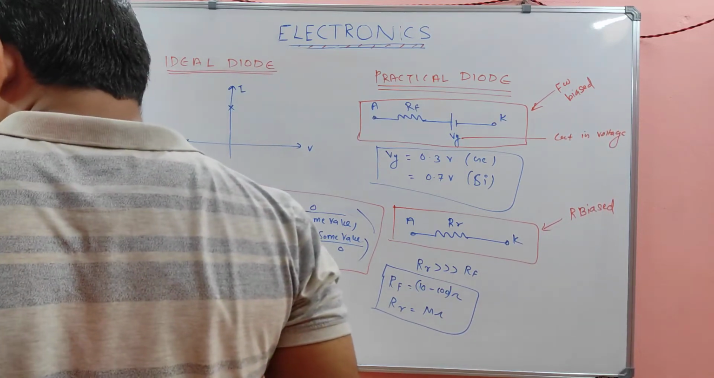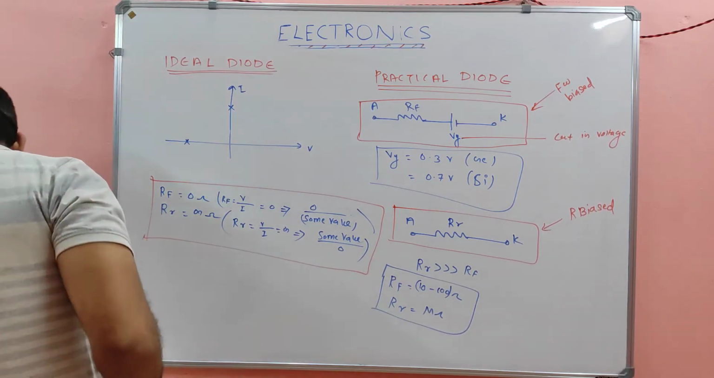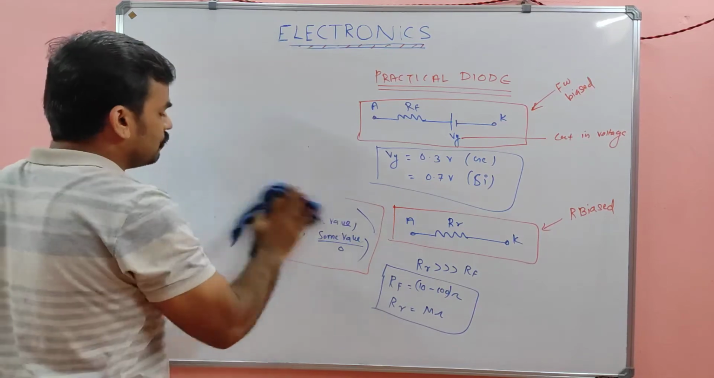Okay. Next you have to see the VI characteristics of a diode. You know this very well. You know this, but we will discuss what it is.